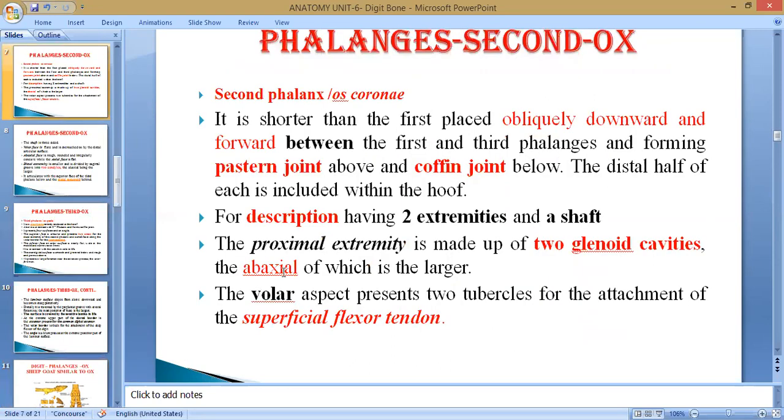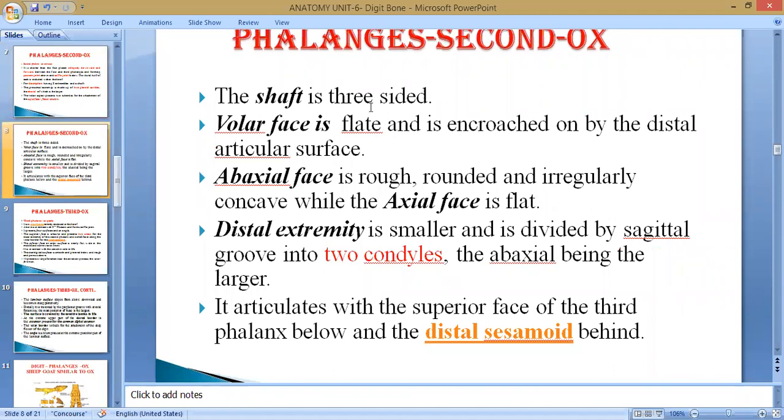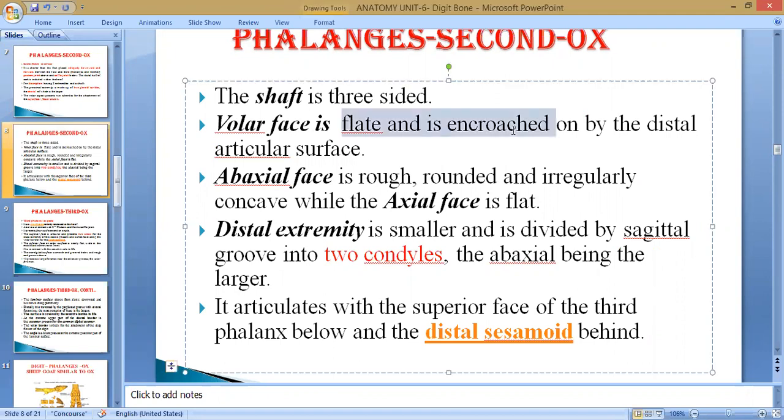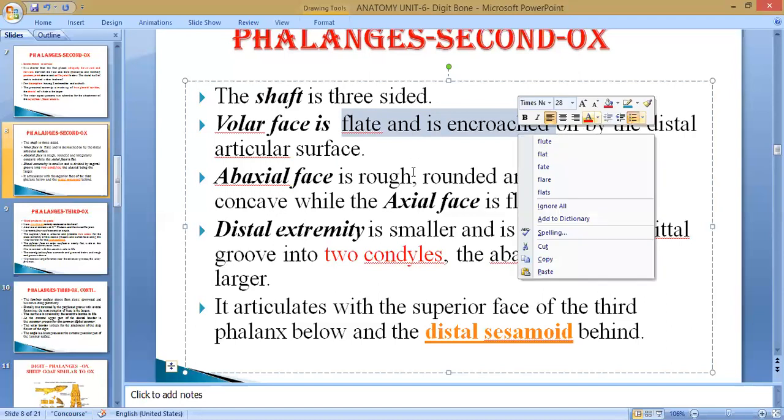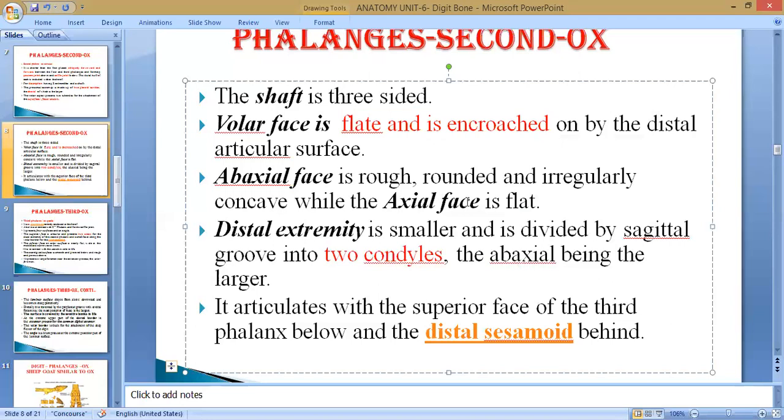Proximal part posteriorly, on the plantar surface, contains two tubercles for the superficial flexor tendon muscles, and dorsally is the glenoid cavity for the attachment of the distal part of the first phalanx. Whereas the first phalanx has four surfaces, here there are only three surfaces. Volar surface, means plantar surface, is flat and is in contact with the distal articular facet, distal articular area. Abaxial, means lateral, is rough, rounded and irregularly concave, while axial is flat. Distal extremity is smaller and divided by a sagittal groove into two condyles.